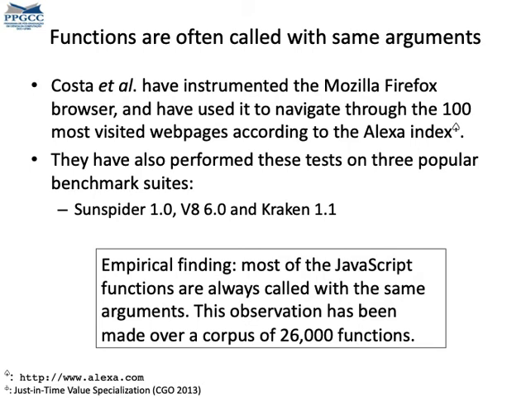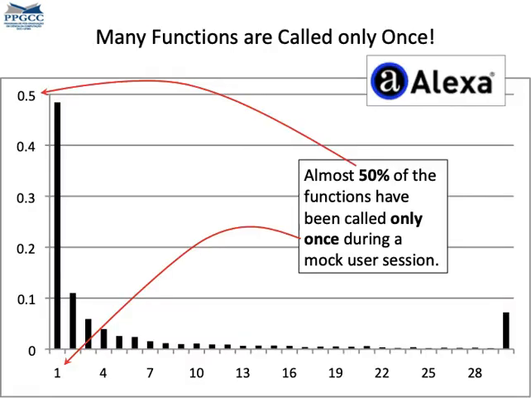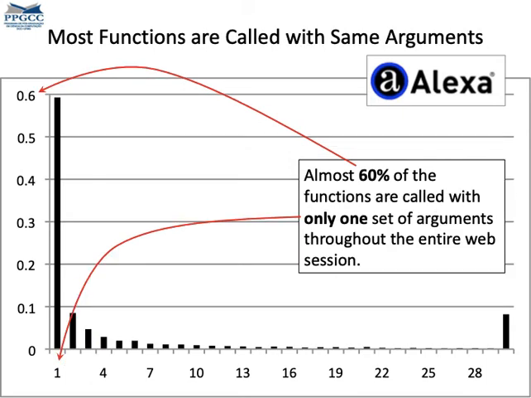Why on the parameters of functions? Because most functions tend to be called only once or always with the same arguments. This is a study published in 2013. So if we look into the number of times that each JavaScript function is invoked in different websites, we meet a power curve. Most of the functions are called only once or twice, and there are really very few functions that are called more than, say, 20 times.